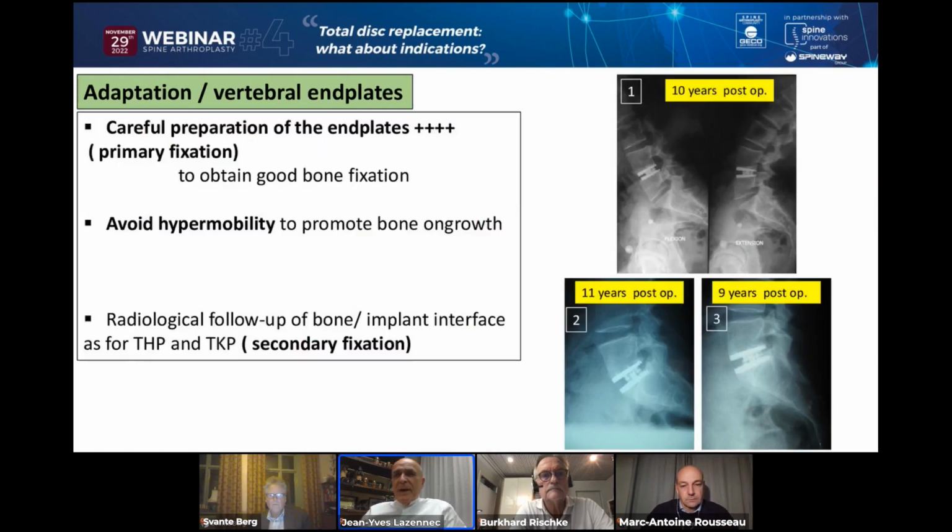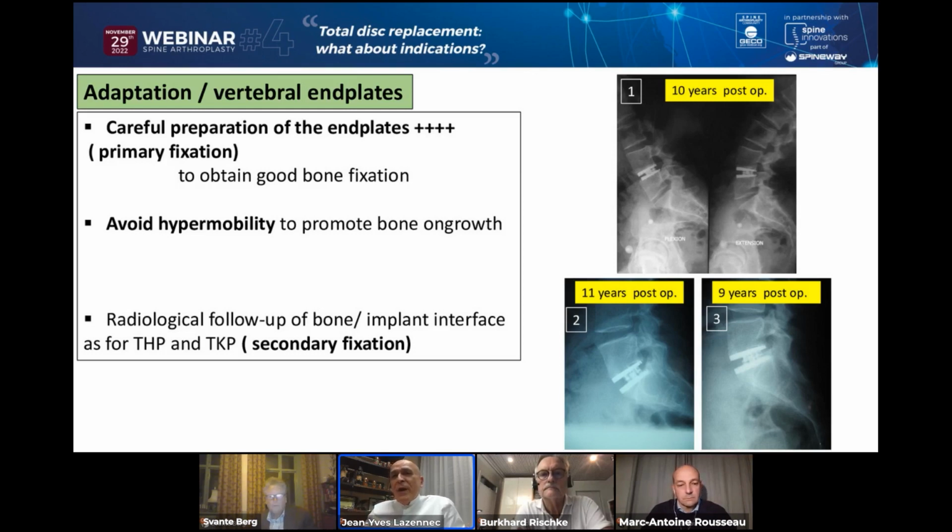So for the preparation of the end plate, it is very important to have a good preparation of the end plate to obtain good bone fusion. But it is not very precise. I want to share some detail with you. It is also important to avoid hypermobility, but what kind of hypermobility? And of course, to have the culture of the radiological follow-up of the bone implant interface.